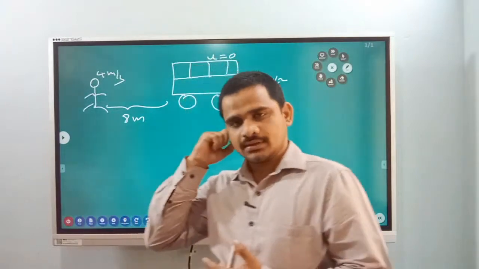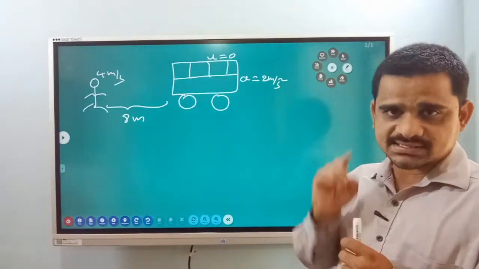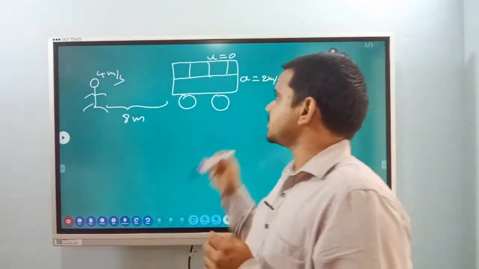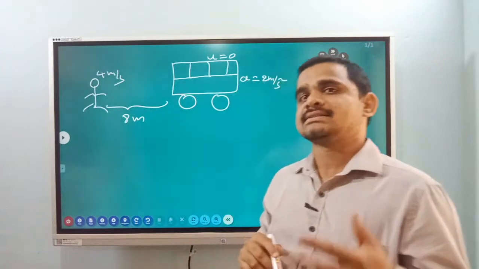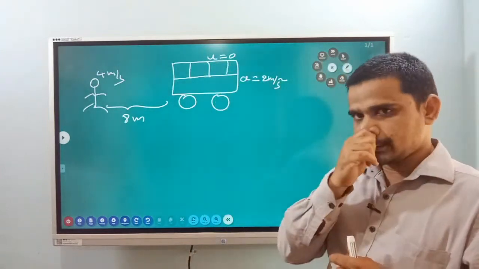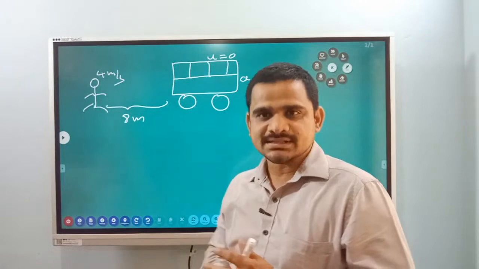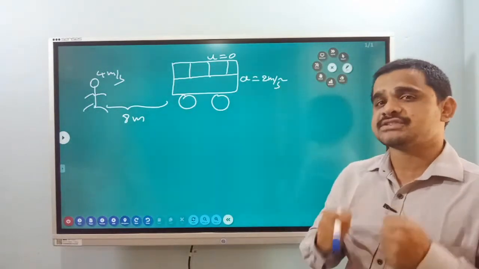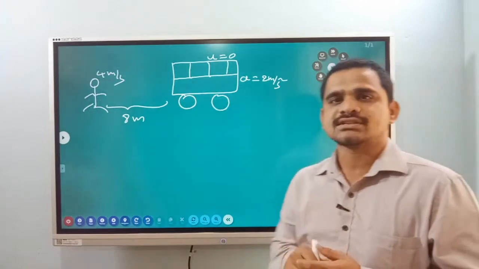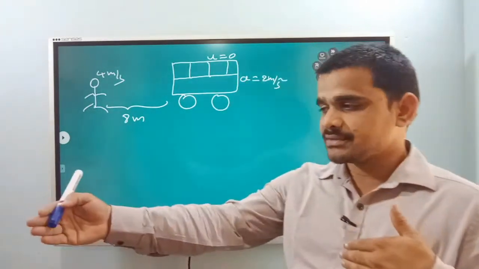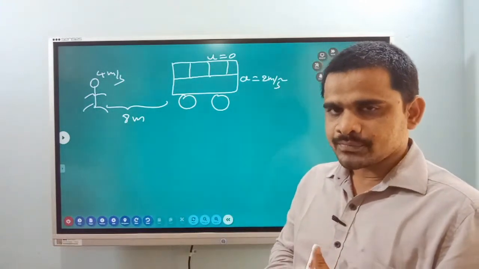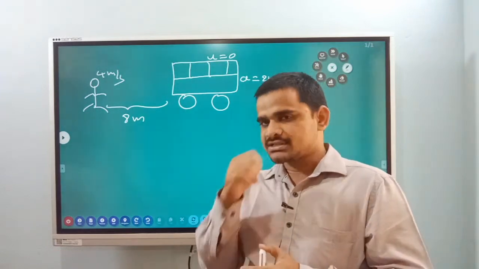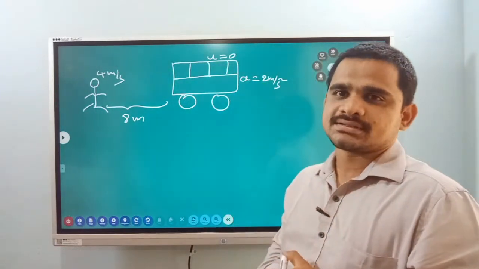Listen to the question carefully. A boy wants to catch his bus. The bus already started here with an acceleration of 2 meter per second square. Started means initial velocity is 0. And the boy, he wants to catch his bus. For catching his bus, he started with the maximum velocity, 4 meter per second, running towards the bus. And the distance between the bus and the boy is 8 meters. After how much time will the boy catch the bus?